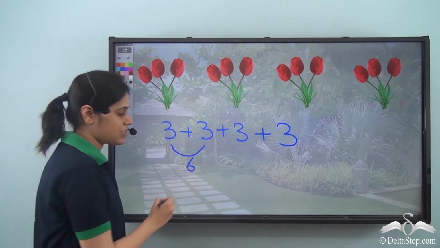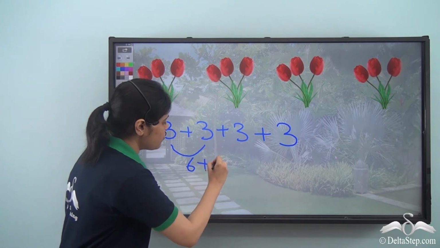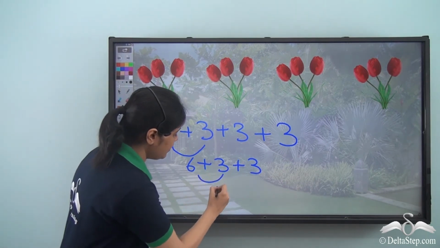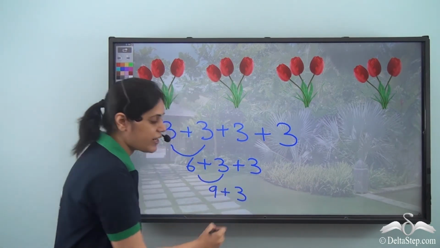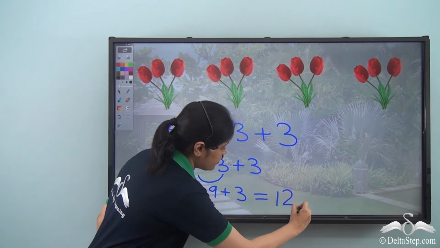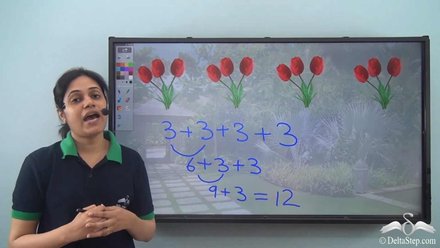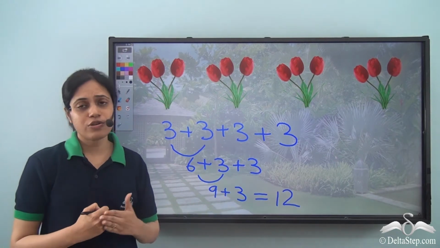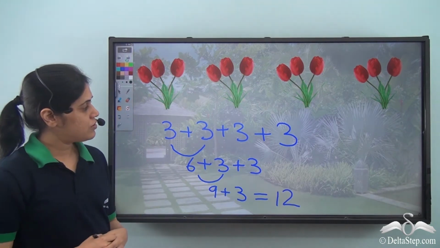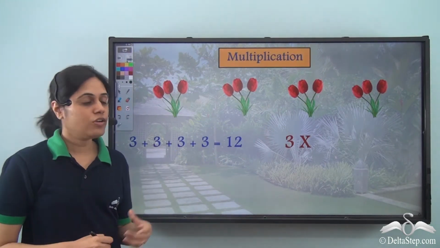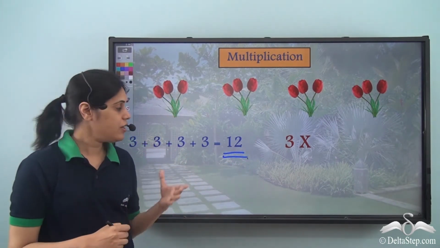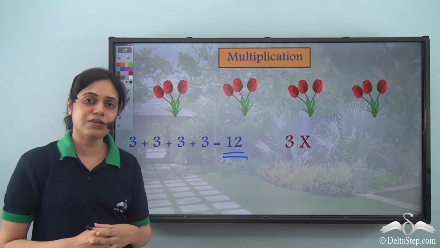3 plus 3 is 6. Now I have 2 more 3's to be added. 6 plus 3 is 9, and I have another 3 to be added. What is 9 plus 3? 9 plus 3 is 12. But as you can see, it involves a lot of calculation and is taking a lot of time. So 3 plus 3 plus 3 plus 3 is 12. So can you help Sarah do this calculation in a quicker and easier way?